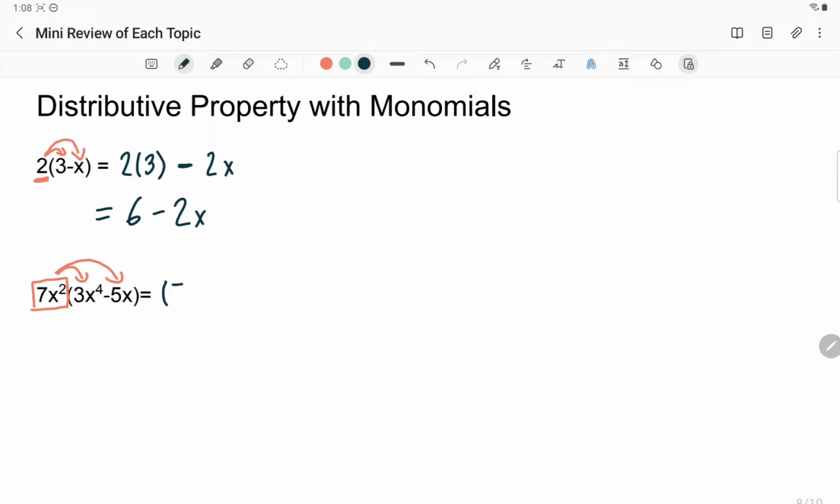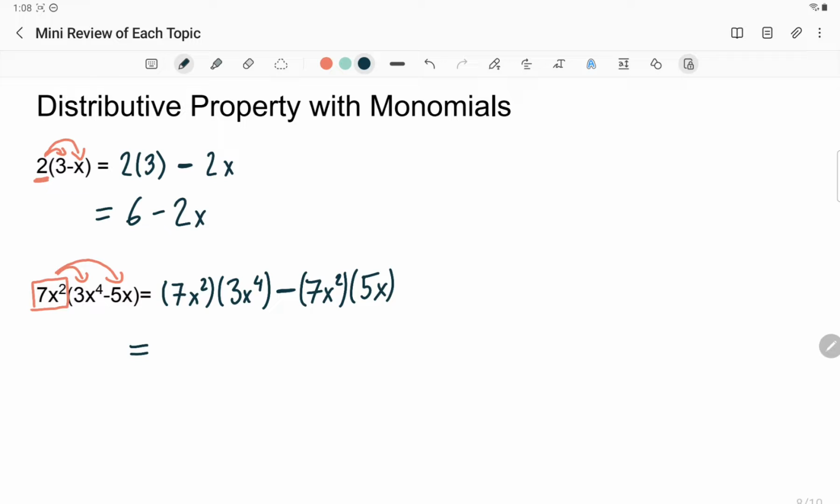So let's just be very careful. We have 7x squared, multiplying by 3x to the 4. And then we're subtracting, because that's our sign. And then again, 7x squared, since that's the number in front of the brackets, multiplied by, in this case, the next part, which was the 5x. So we're going to write 5x here.